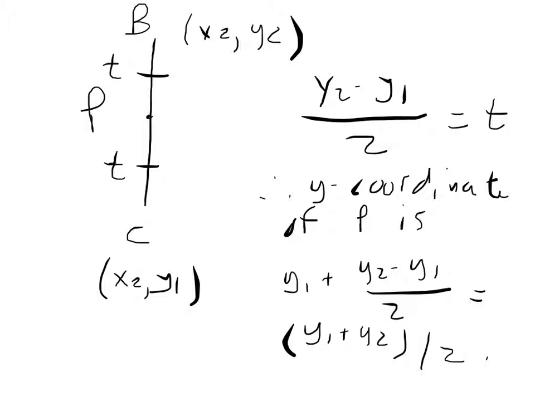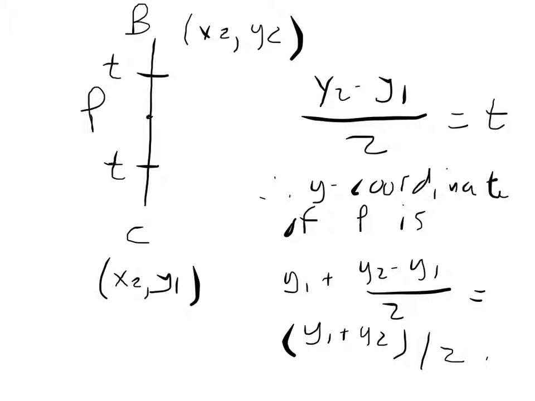So let's see if we can figure out what the Y coordinate of P is. The length of BC is going to be y2 minus y1. If I take that and divide that by 2, that will give me T. So (y2 minus y1) over 2 is T. So then the Y coordinate of P will be, I want to add T to the Y coordinate of C, which is y1. So y1 plus (y2 minus y1) over 2 turns out to be (y1 plus y2) over 2. And since M and P have the same Y coordinates, therefore my Y coordinate of M will be (y1 plus y2) over 2.